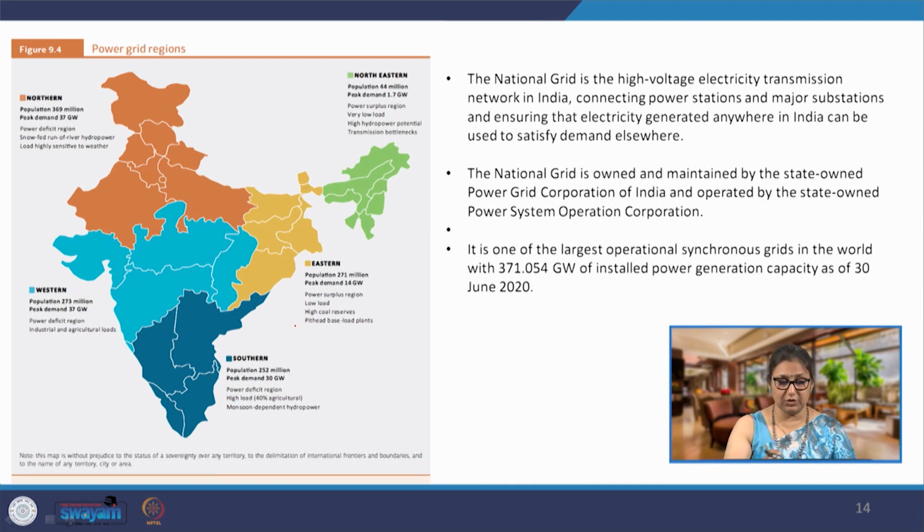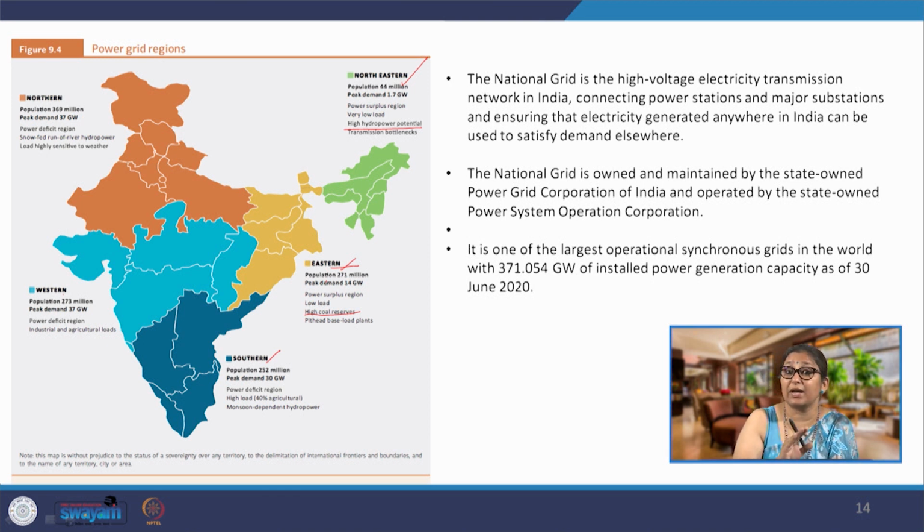So, what we see, if we look at the entire map of India, it is divided in 5 grids. We have the northern grid, western grid, southern, eastern and northeastern grid. Each of these grids has a potential for renewable source of energy. If we look at northeastern, it has a significant potential for high hydropower. If we look at the eastern, we have very high coal reserves and it is a power surplus region in general.